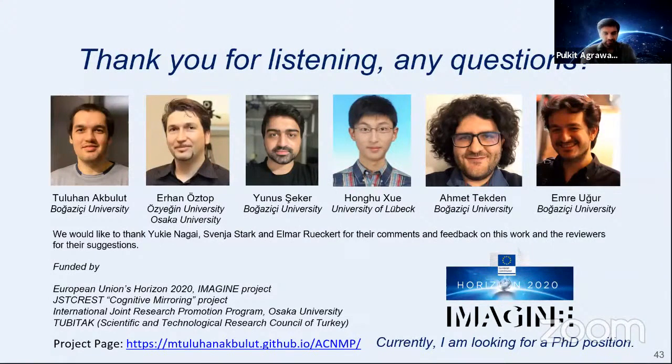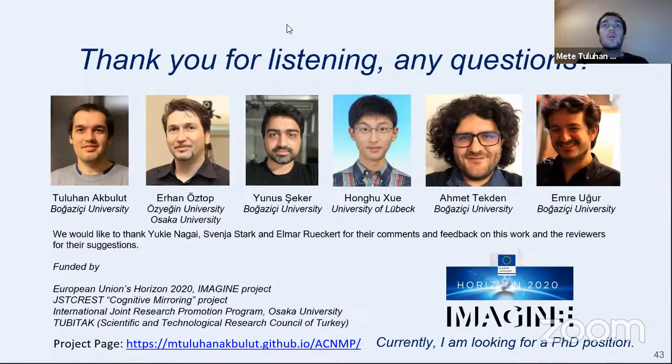Thanks for your talk. If people have questions, feel free to post them in the Q&A, and I'll be happy to read out those questions. In the meantime, one question I have is, can you highlight the key differences between ACNMP and, say, a variational autoencoder in learning the motion primitives? Okay, I can do that.